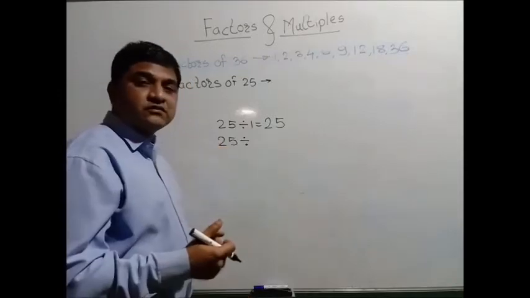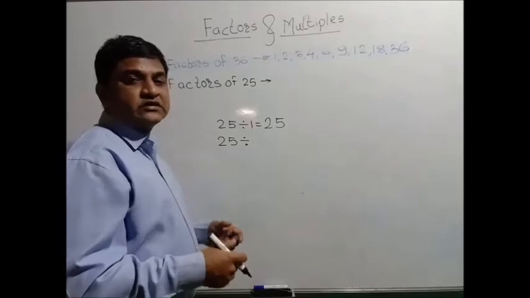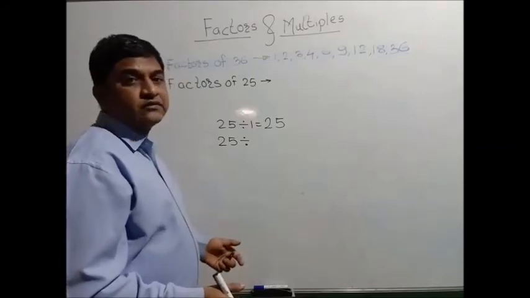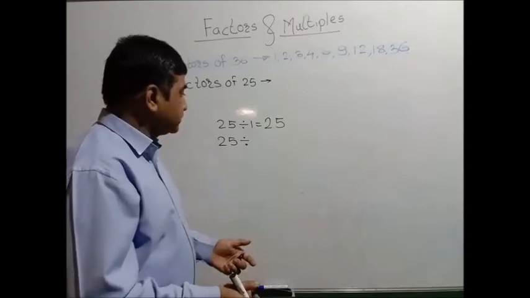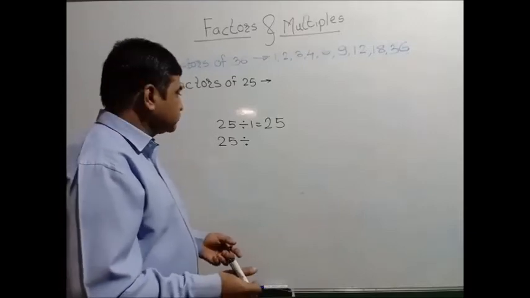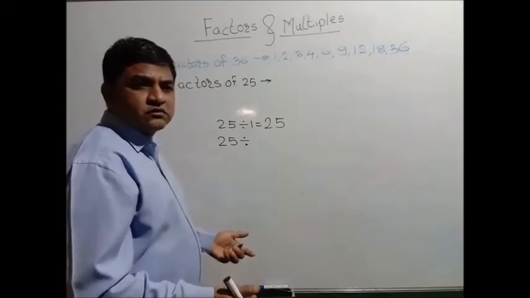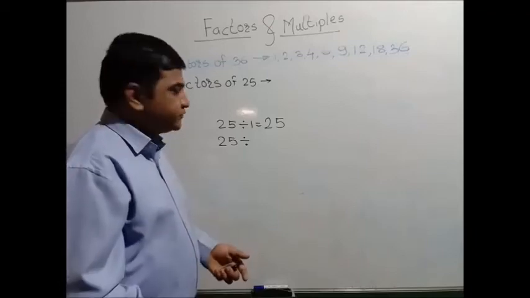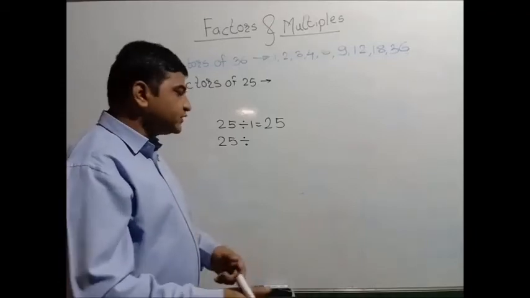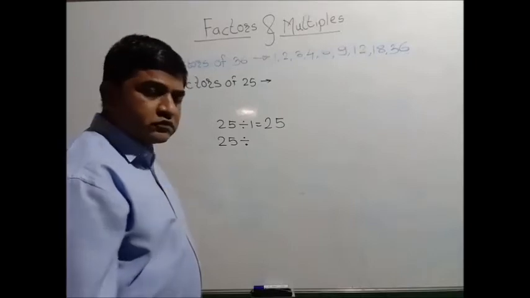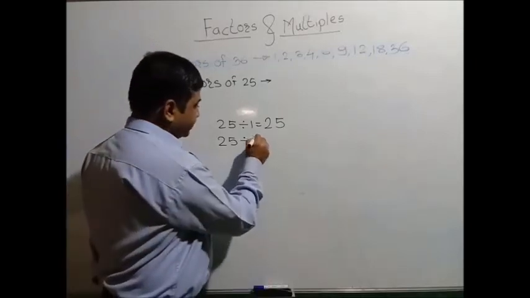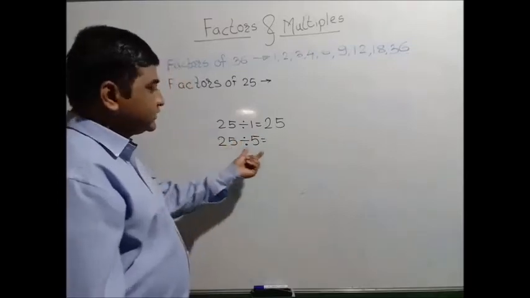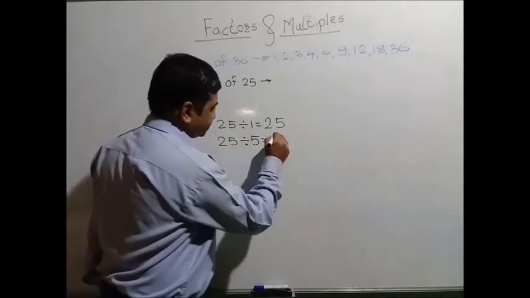Now we will take 4. We will take the multiplication table of 4. 4 sixes are 24 and 4 sevens are 28. So where is 25? There is no 25 in the table of 4. So what to do? We'll go for 5 now. Yes, we have 25 in the table of 5. 5 fives are 25.